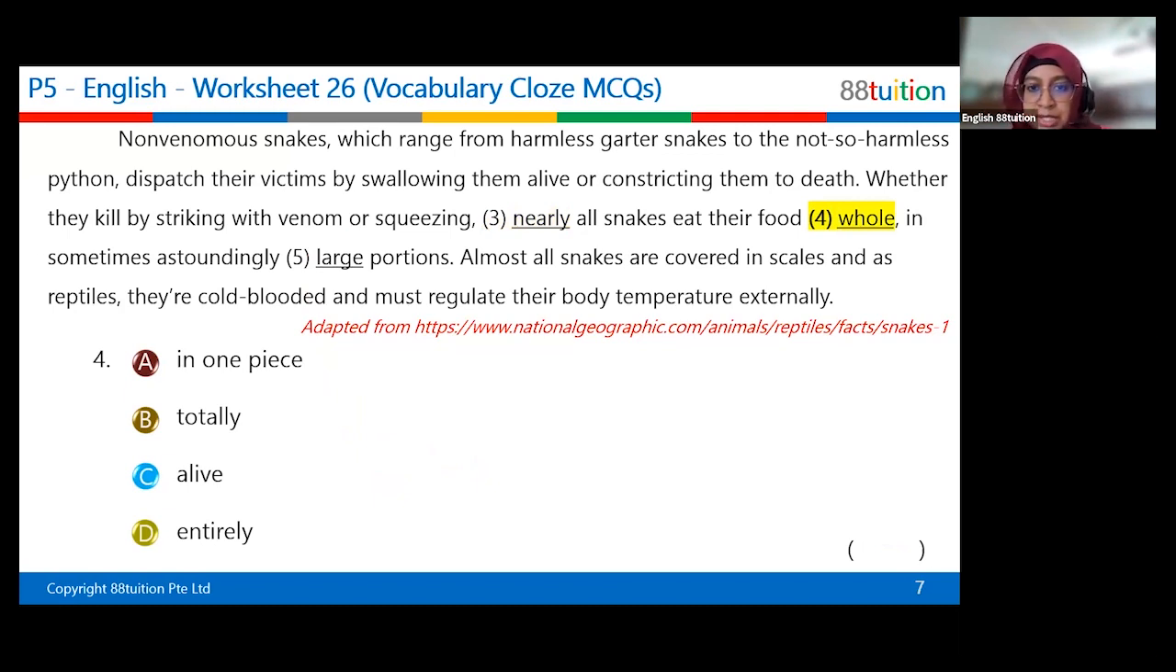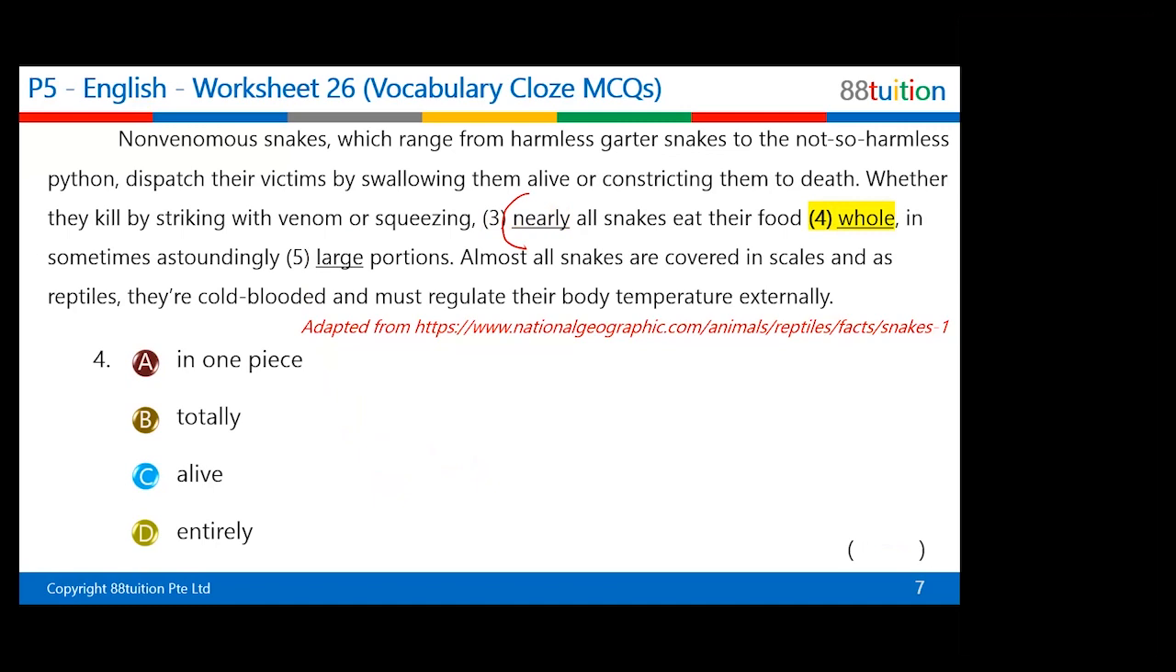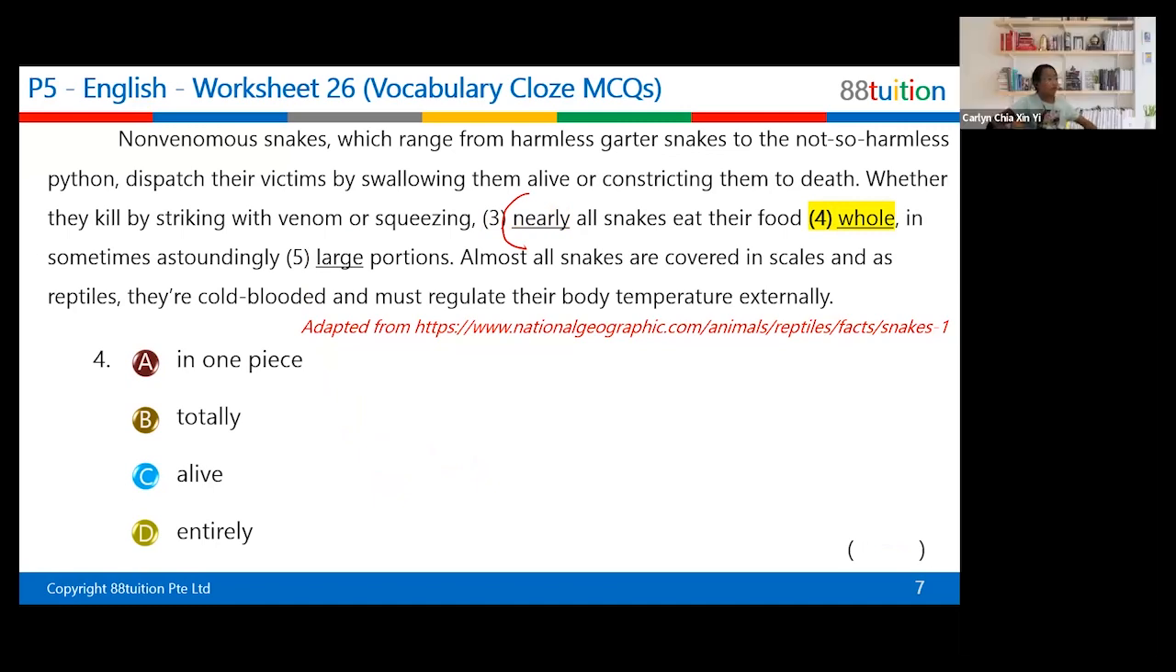So I want the next person to help me start reading from this part here. Nearly all snakes. Okay, next person. Can I have Carlene? Carlene, can you start reading from nearly all snakes? Nearly all snakes eat their food whole, sometimes in astoundingly large portions. Almost all snakes are covered in scales as reptiles. They are cold-blooded and must regulate their body temperature externally.